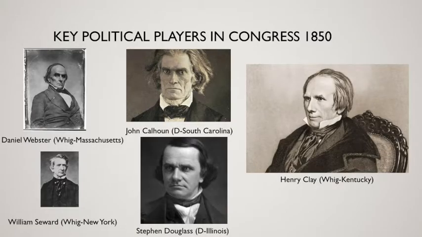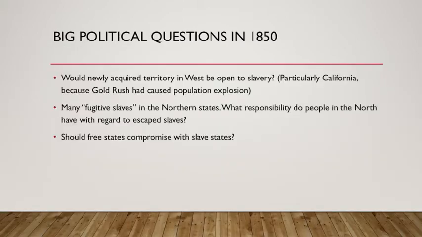1850, here's a kind of who's who of Congress in 1850. The big political questions in 1850: would the newly acquired territory in the West be open to slavery, particularly California, because the gold rush had caused so many people to rush into California that it was ready to become a state almost right away. You were supposed to have 60,000 people in your territory for it to be admitted as a state, and California hits that within like a year or two of joining the Union. So the gold rush really presses this whole issue.